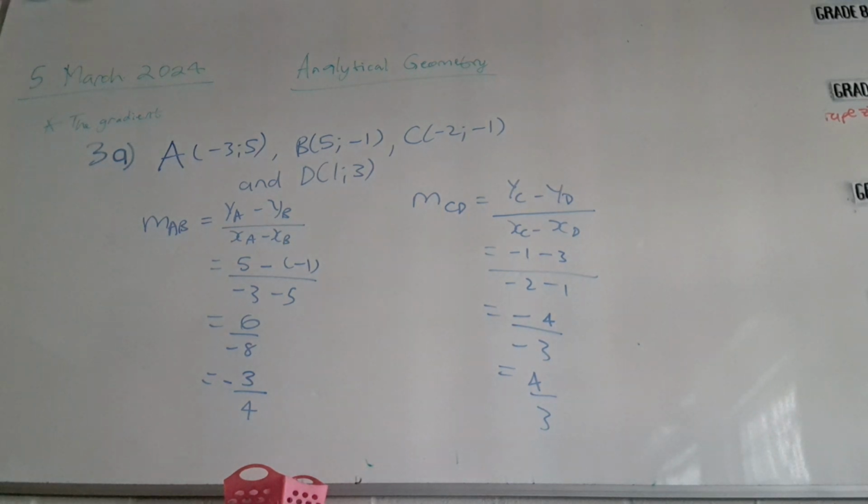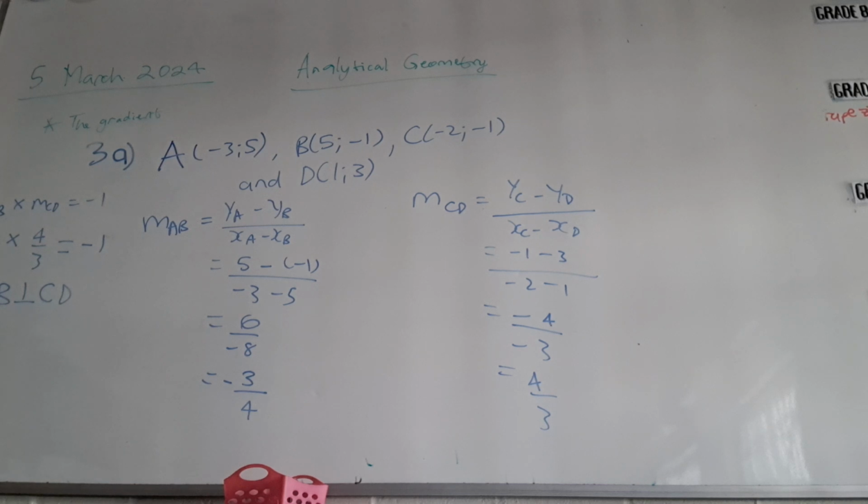I already know that these two are perpendicular. Yes, because when I multiply these, it will definitely give me minus 1. You can see they're not equal, right? When you see they're not equal, the next thing to check is if they're perpendicular. We're going to just say MAB times MCD is equal to minus 1, which is negative 3 over 4 times 4 over 3, which indeed does equal minus 1. Therefore, AB is perpendicular to CD.